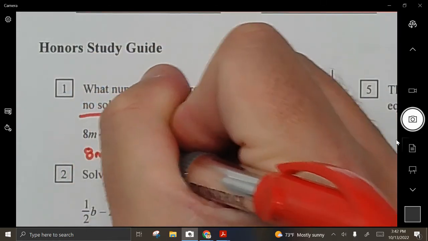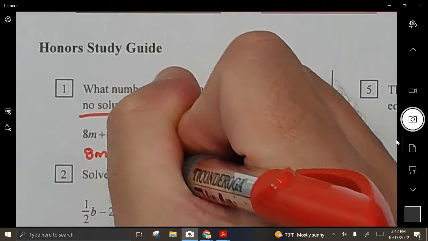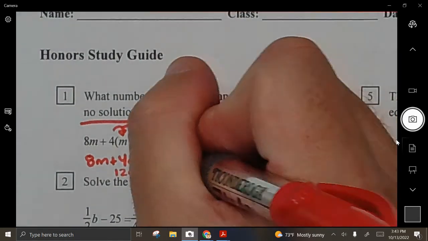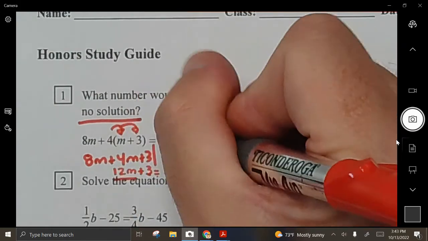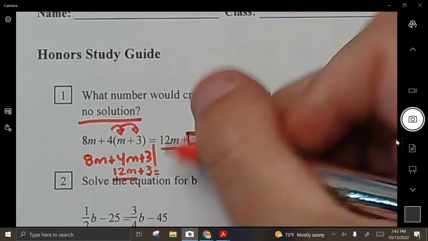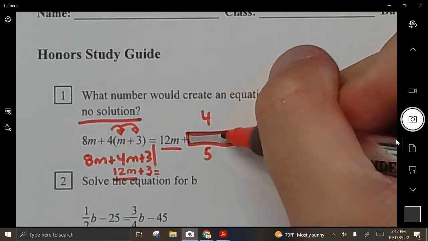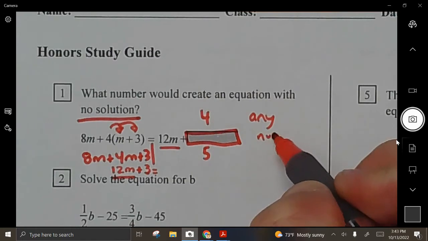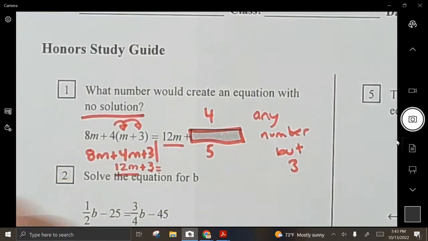plus 4m plus 3, which is going to be 12m plus 3. For it to be no solution, the variables have to be the same, but the constants do not. So the answer here would be any number but 3. So you could put 4, 5, 6, 7, 1, 2. Any number but 3. All right? Any number but 3. Okay?